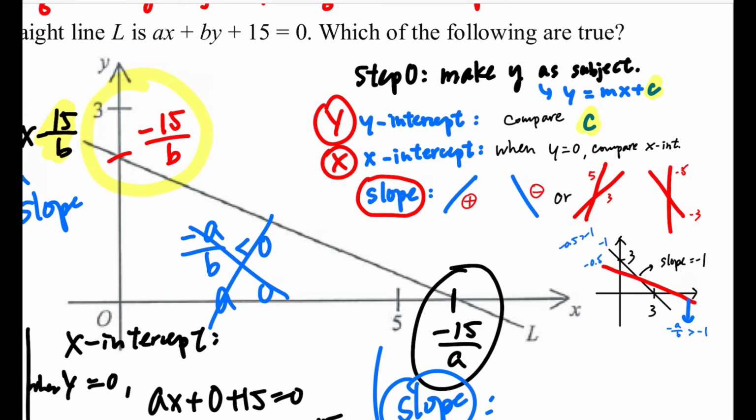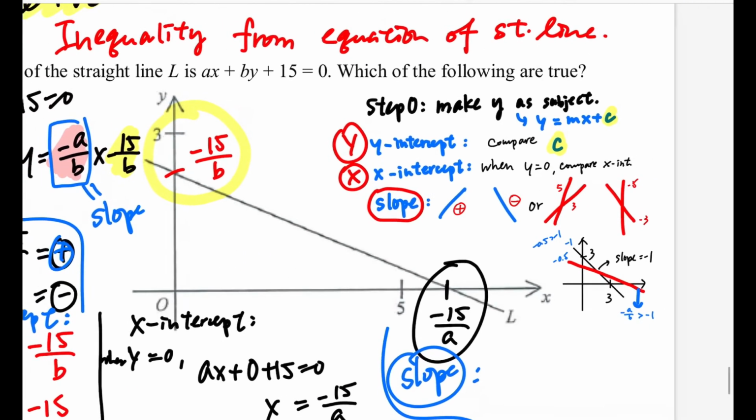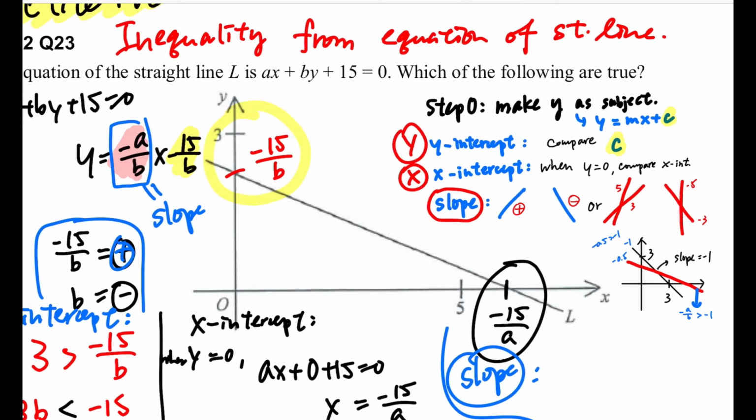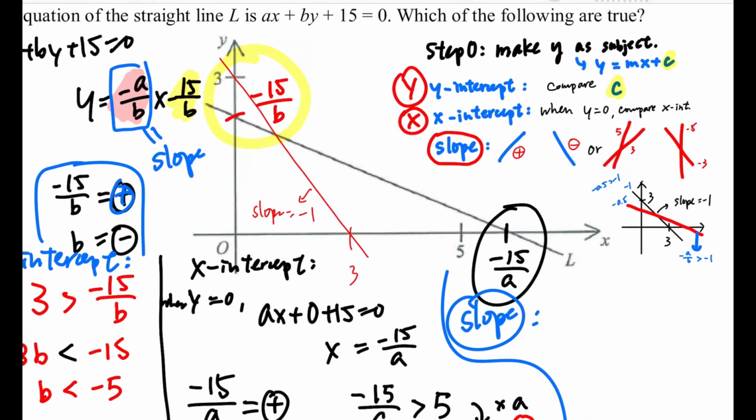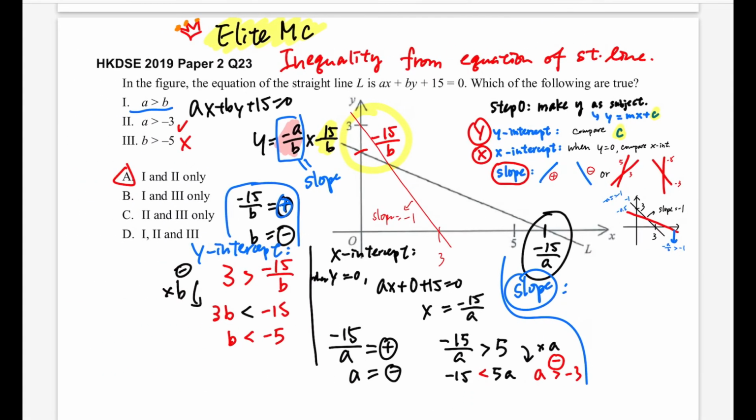Okay, in this scenario, I am comparing with another line with intercepts 3 and 3 here. So I'm comparing with this line, whose slope would be negative 1. I am having this slope, my original slope, that would be negative A over B. By comparing with the slope negative 1, I have a larger slope than that.